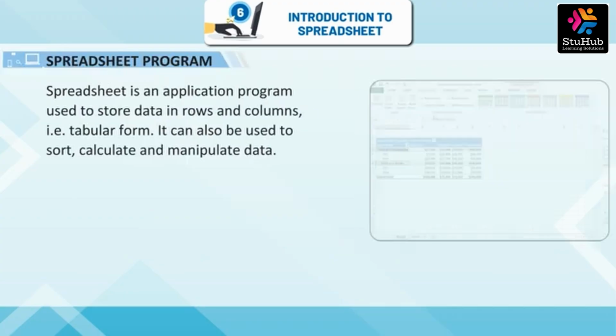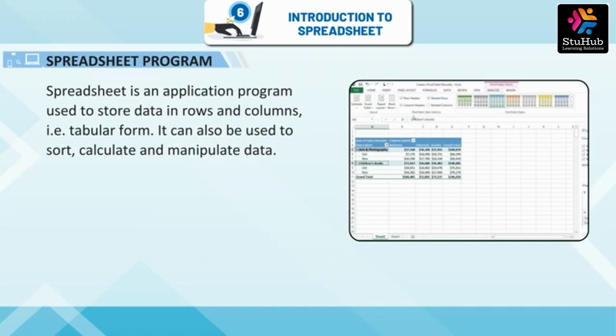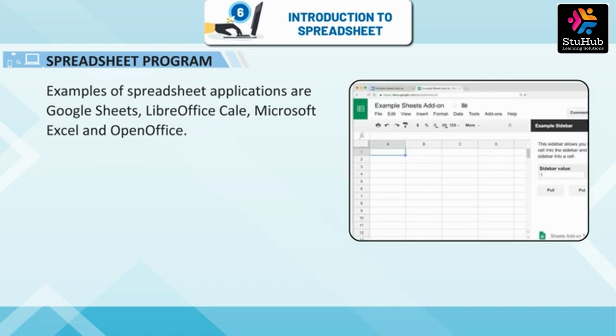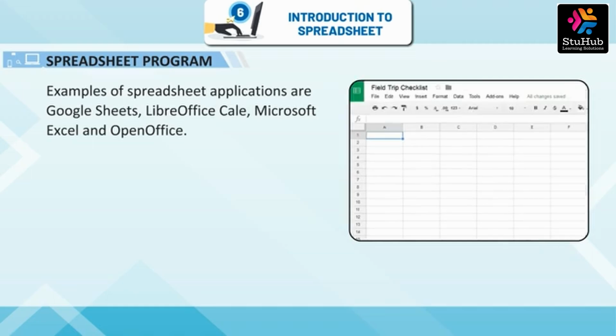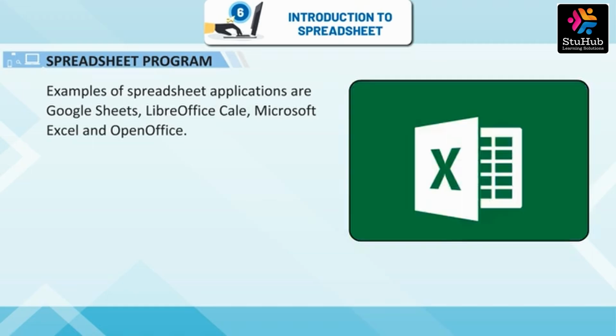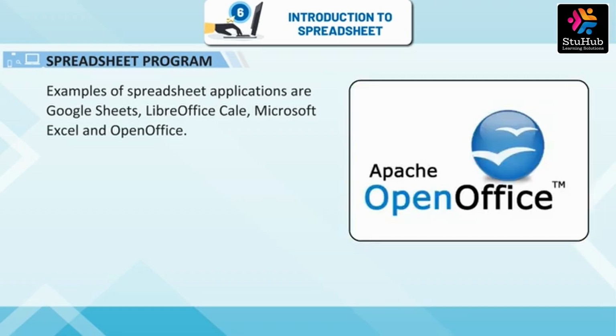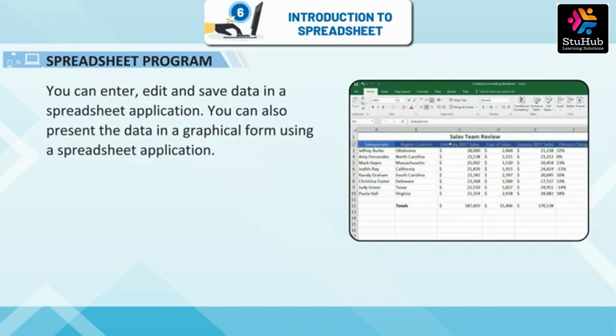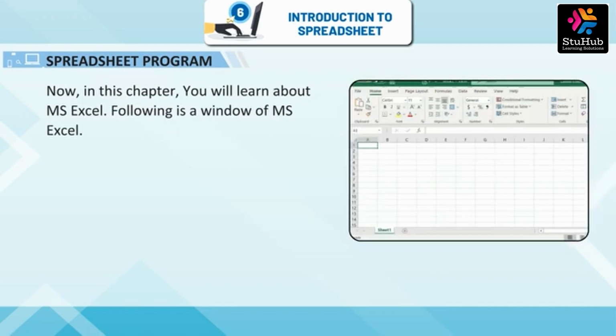Spreadsheet program. Spreadsheet is an application program used to store data in rows and columns, that is, tabular form. It can also be used to sort, calculate, and manipulate data. Examples of spreadsheet applications are Google Sheets, LibreOffice Calc, Microsoft Excel, and OpenOffice. You can enter, edit, and save data in a spreadsheet application. You can also present the data in a graphical form using a spreadsheet application. Now, in this chapter, you will learn about MS Excel.